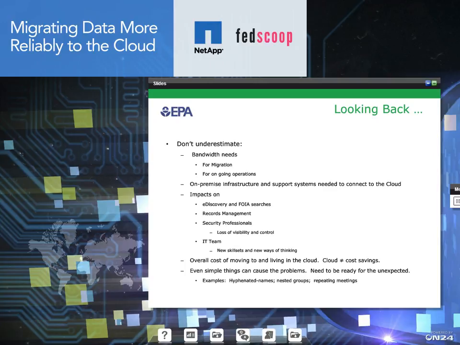One thing I want to mention is the overall cost of moving and living in the cloud does not necessarily mean that cloud is a cost saver. There are a lot of reasons you may want to move to the cloud about reliability, availability, et cetera, but think carefully about whether or not you're jumping there just because you think it's going to save you money. It does not necessarily save the bottom line.